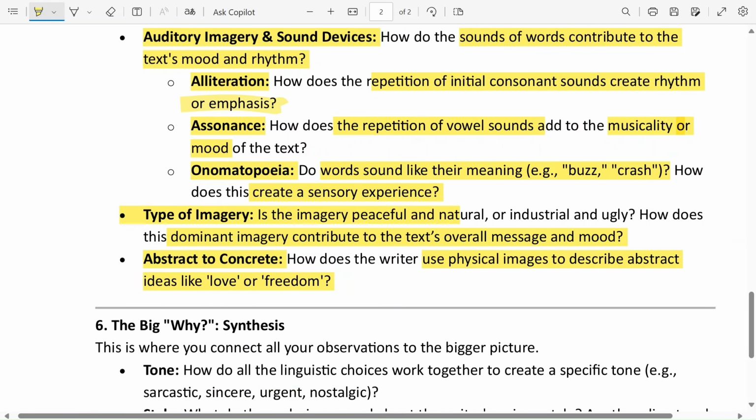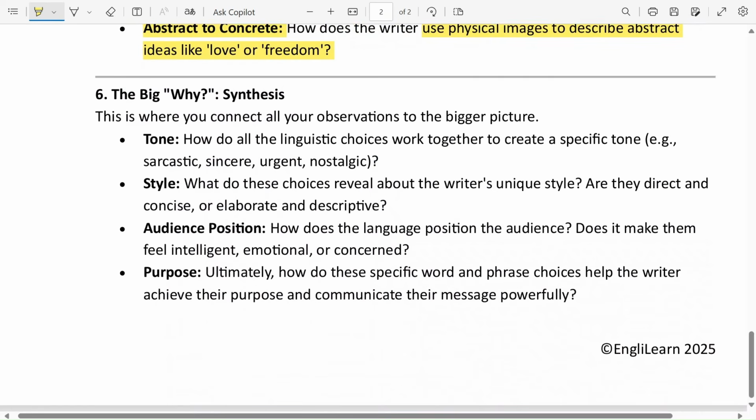And finally, whatever you do with your language analysis, you need to look at the big why. You need to connect all your specific observations about language to the bigger picture. So how do all of these linguistic choices work together to create a specific and consistent tone? And what kind of tone is it? What do these choices reveal about the writer's unique style? Is the style direct and concise, or elaborate and descriptive?